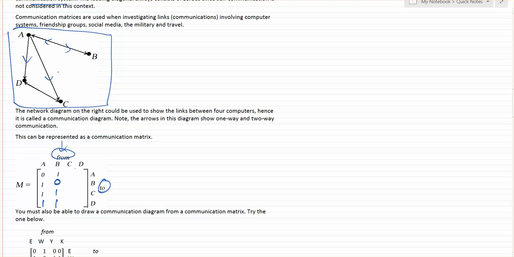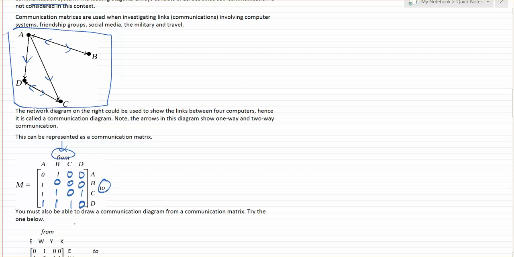C to A. C does not go back to A. There's no backward arrow, so 0. C to B, 0. C to C, no. There's no self-communication. C to D, yes, there's 1, because there's 1 going this way and 1 going that way. D to A, no, there's no going backwards. D to B, no, there's no link there. D to C, yes. And D to D, obviously, no, there's no self-communication.